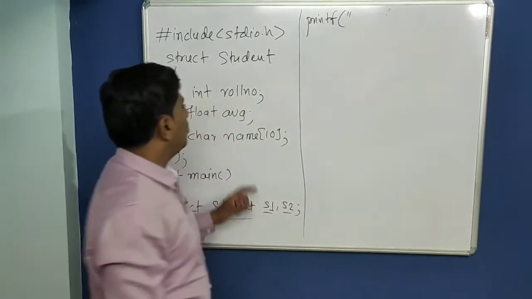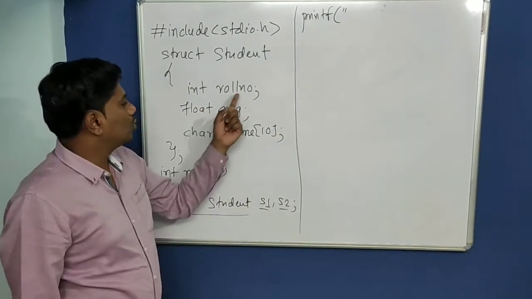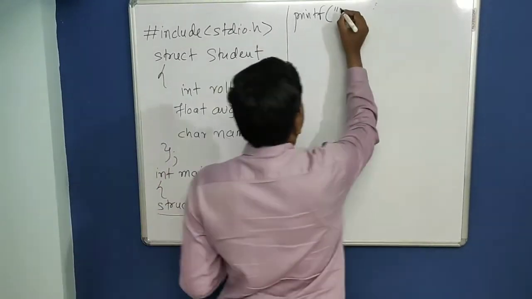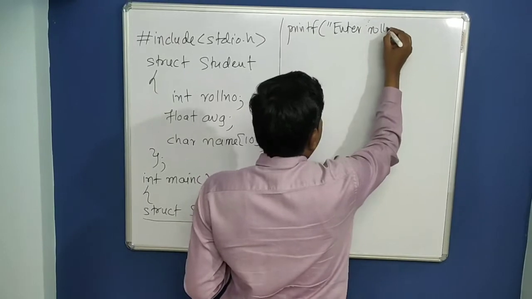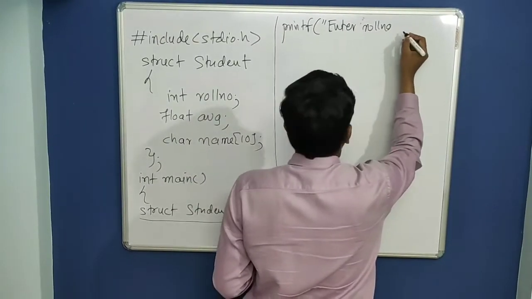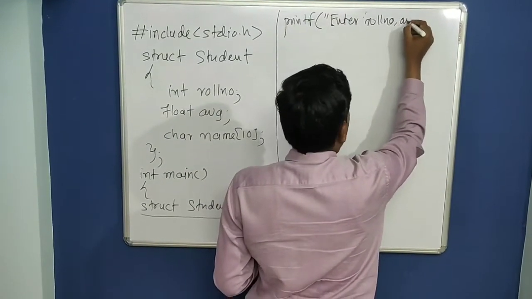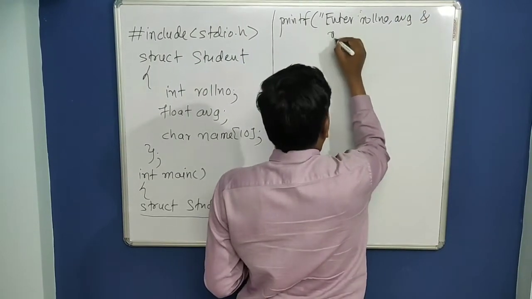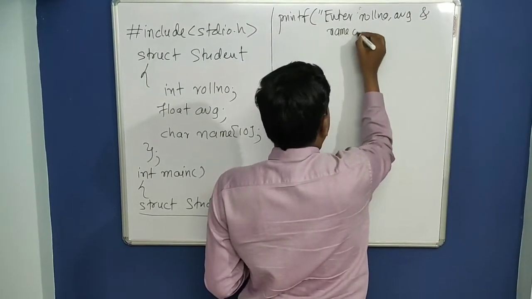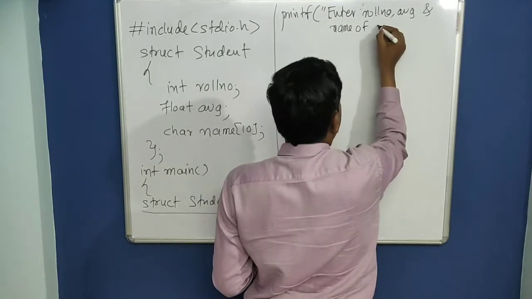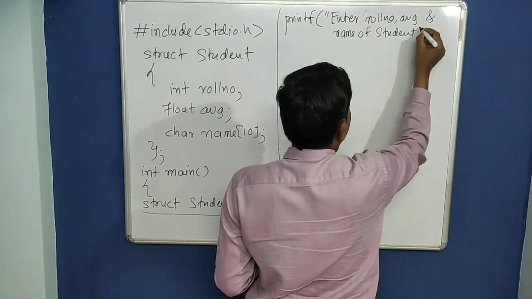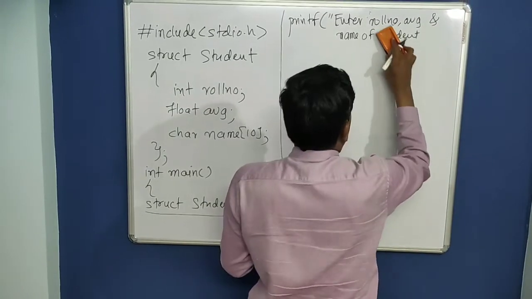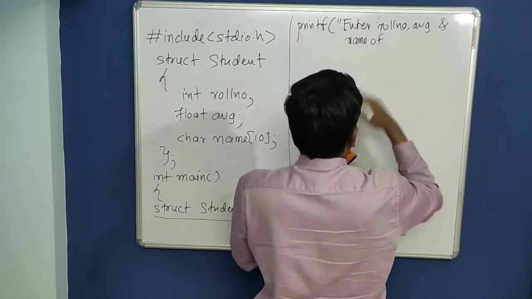So see, which type of information are we going to accept from the user? Roll number, average and name. So print that message to the user: Enter roll number, then average and name of student.